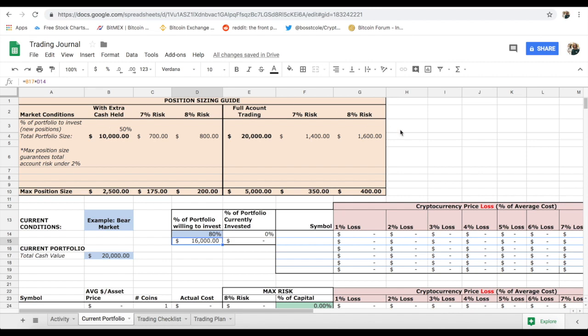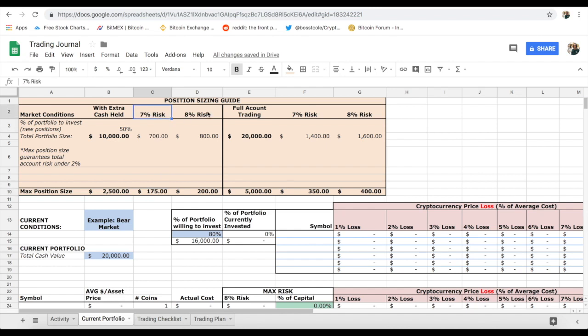Now, this is just two general position sizing guides. I see it takes the total amount, the 20,000, and it would say if you're trading the full account, a 7% risk is a $1,400 loss, an 8% risk, $1,600 loss. And then on your position sizes, I've got maximum position sizes here that align with these risks.